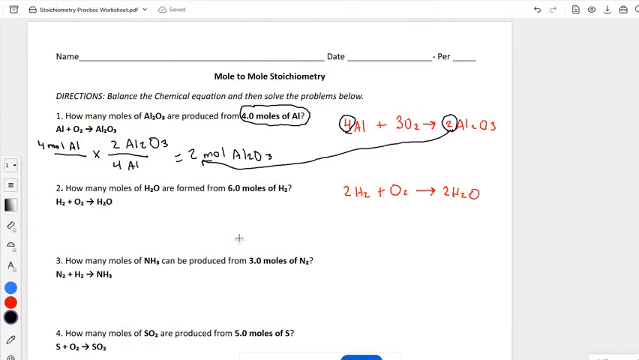Now this is another simple one. I probably should have done a different one. All right, if my thing will move, there we go. All right, so the question's asking how many moles of water are formed from 6 moles of hydrogen gas? 6 moles. How many we get?